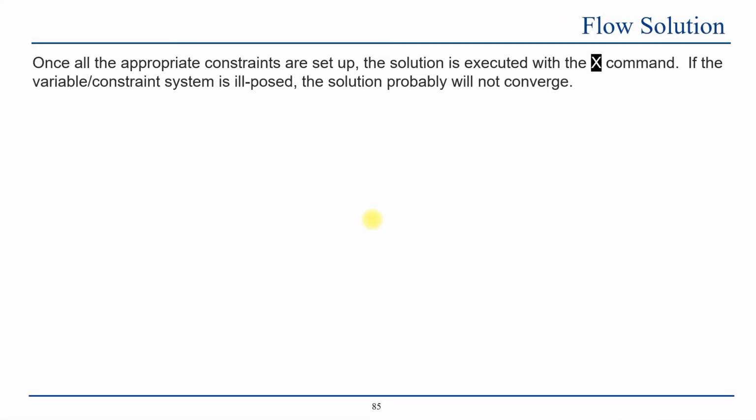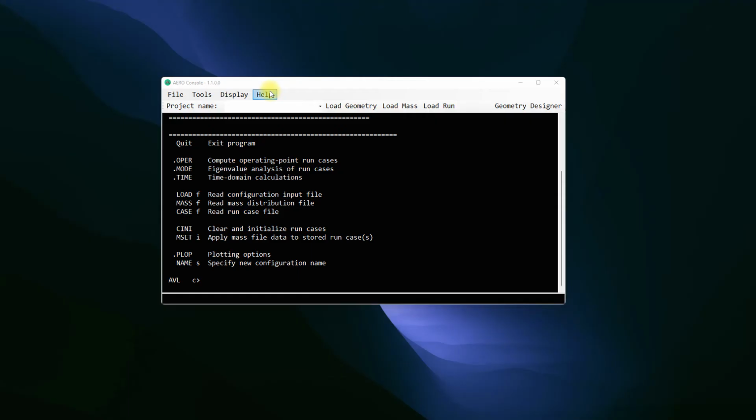Now, how can we run the simulations? First of all, you have to load all the files, and once you load all the files properly, you should be able to press the command X in the operation menu. If everything is fine, the problem is not ill-posed, and you do not have issues with the configurations you have set up, so the simulation can converge, you should get results for your solution.